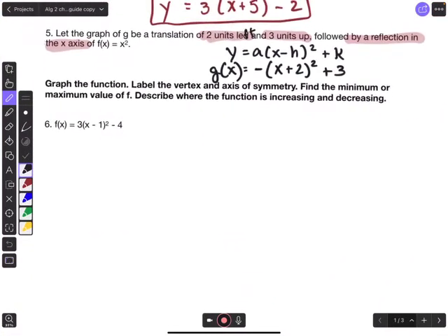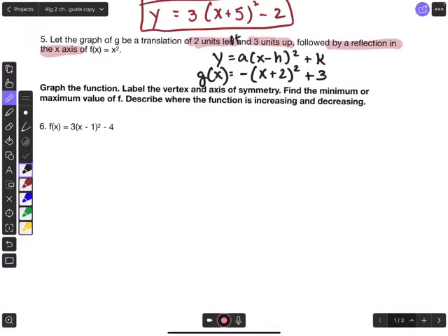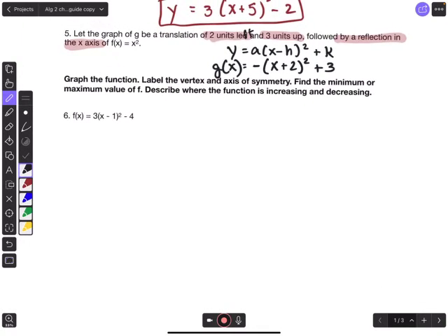All right. Problem number 6. Graph the function, label the vertex and axis of symmetry. All right, well, let's graph this guy. We don't have to be perfect. Again, we just want to be close. We want to be able to name that vertex and axis of symmetry.